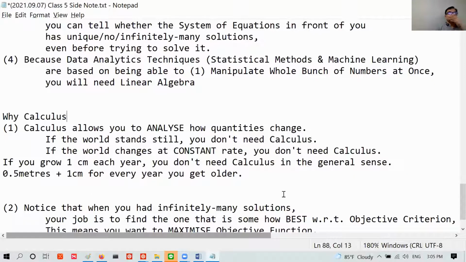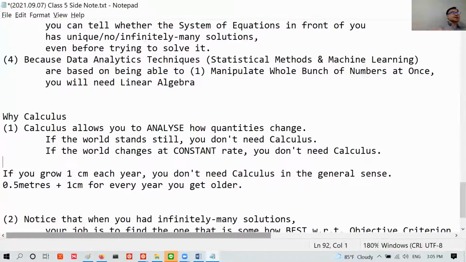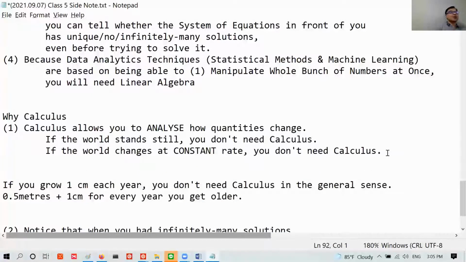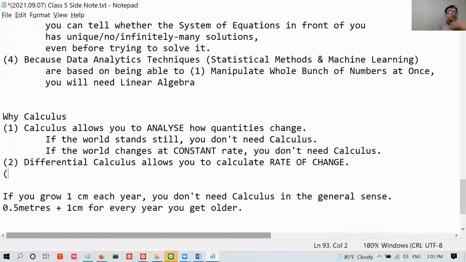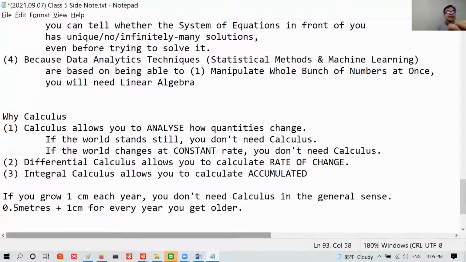Now, calculus allows you to analyze how quantities change. Differential calculus, I'm just going to write the name first, allows you to calculate rate of change. Integral calculus allows you to calculate accumulated changes.